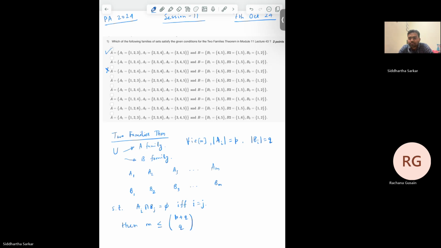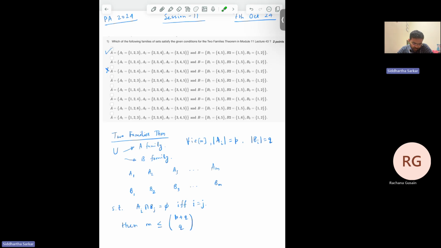Is that right? So I hope that it is clear that A1 intersection B1 is non-empty. So therefore, the condition of the two families theorem is not satisfied. Okay. So let's move to the next one.